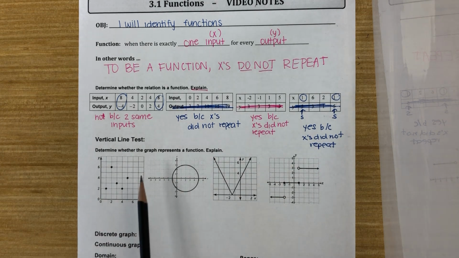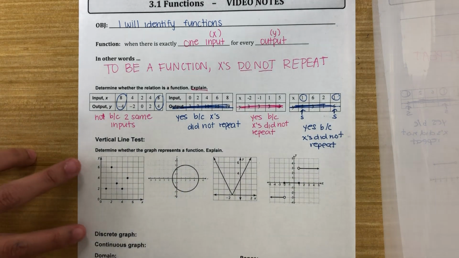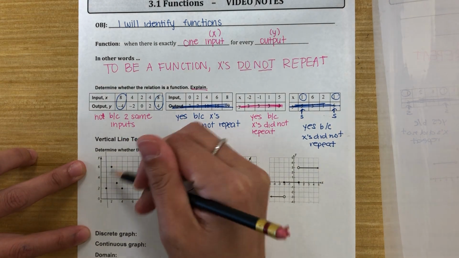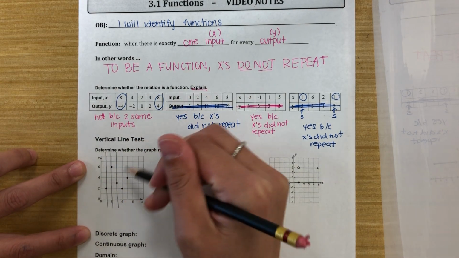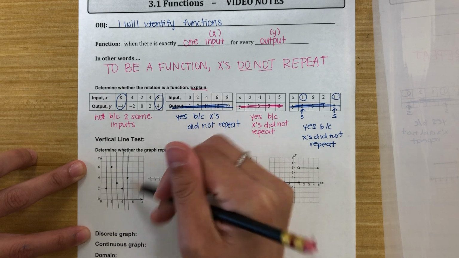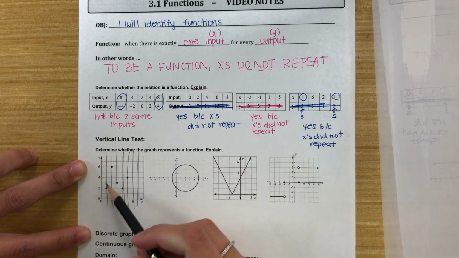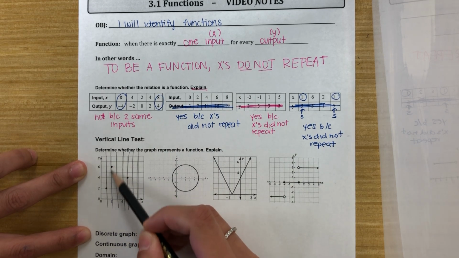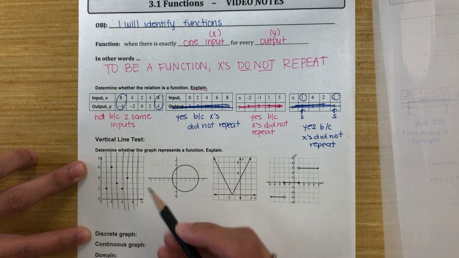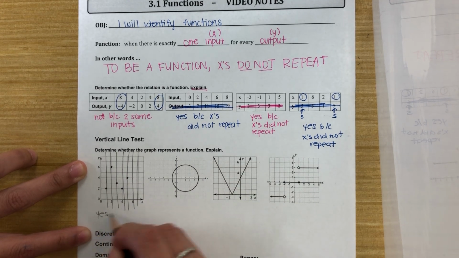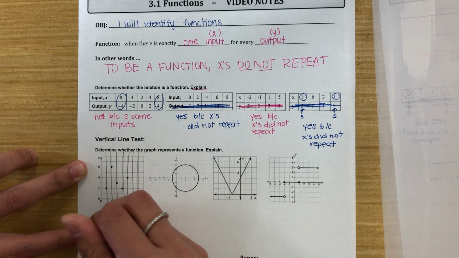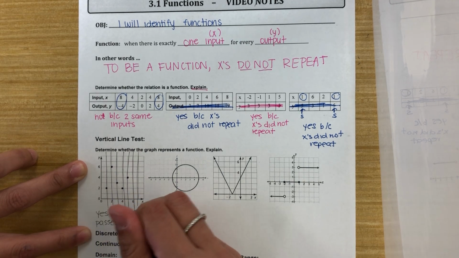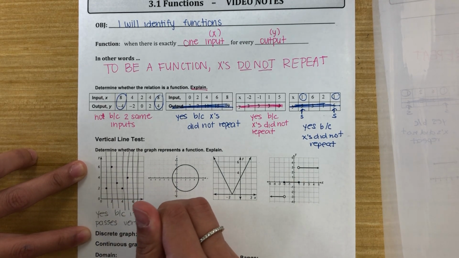So determine whether the graph represents a function, explain why. What I'm gonna do is I'm gonna draw a bunch of vertical lines. As I'm drawing vertical lines here, my picture should only go through my vertical line once, and it does, right? This dot only hits it once. This dot hits it here. This dot hits it here. This dot hits it here. So then my answer would be yes, it's a function because it passes the vertical line test.